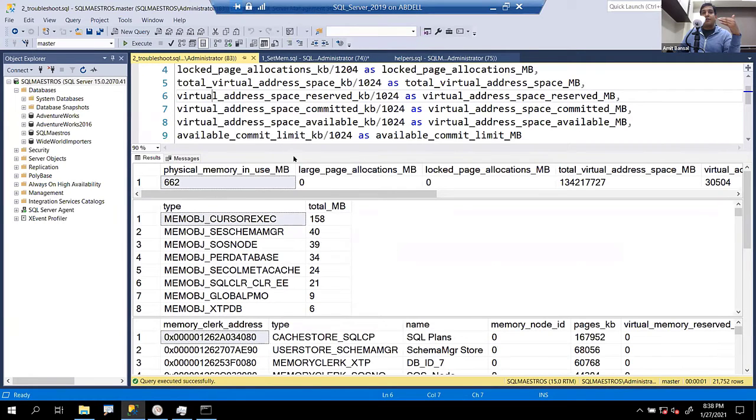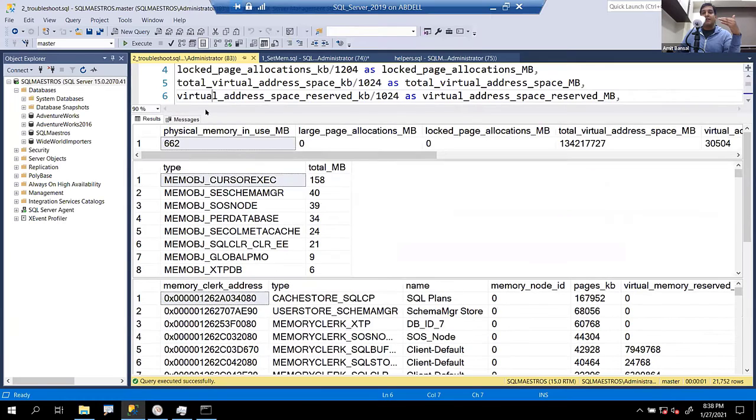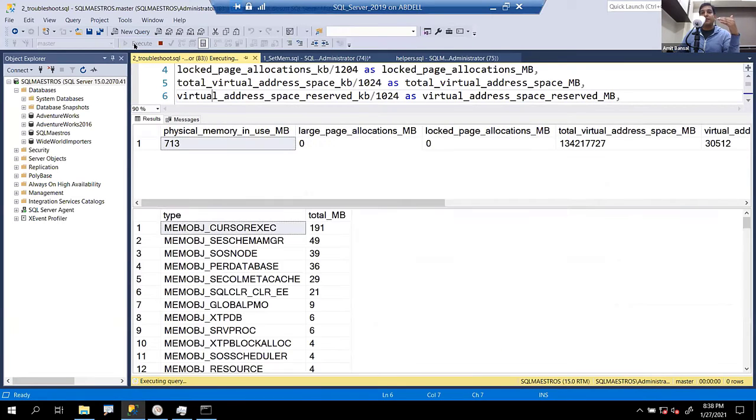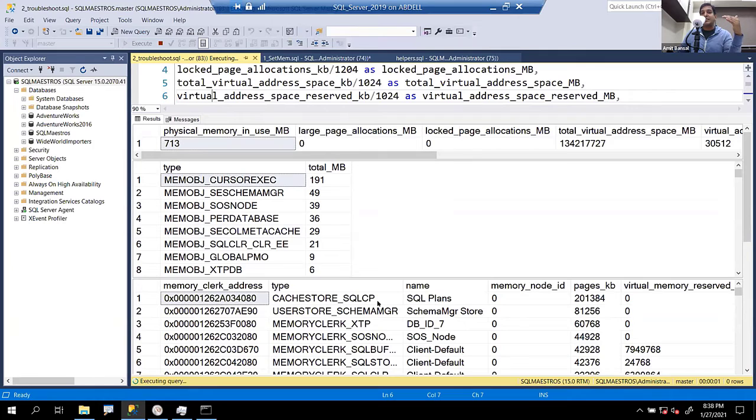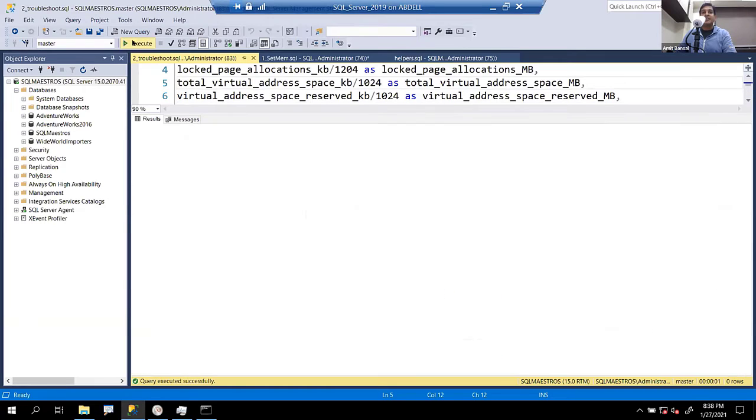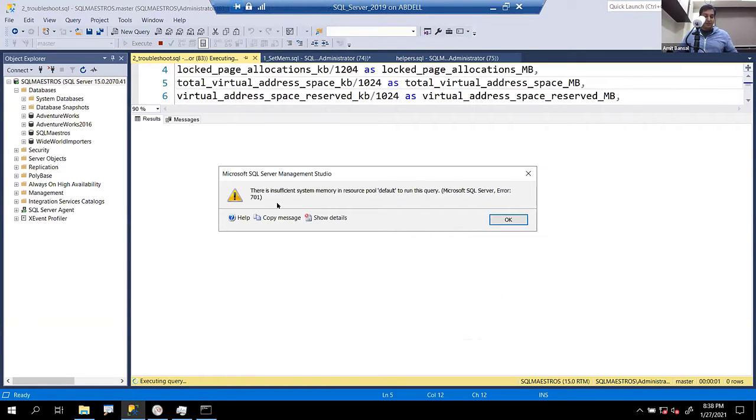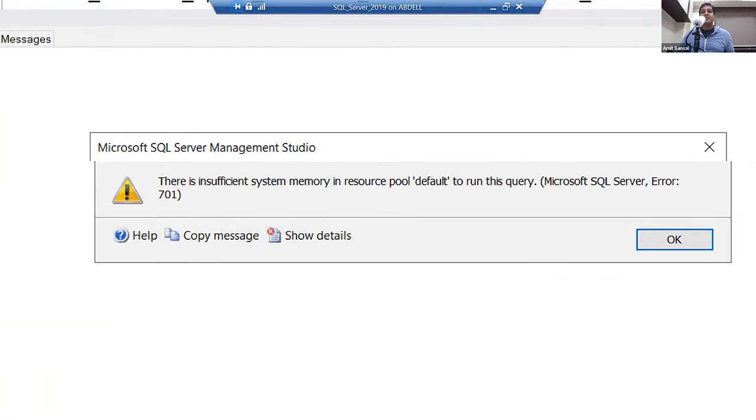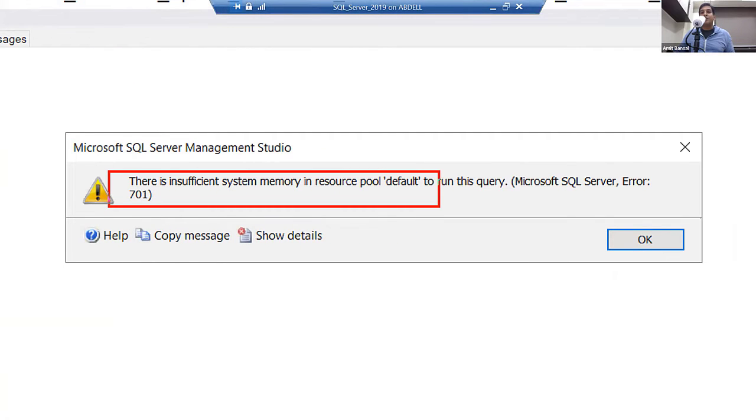And what's important to note here is that when you look at the clerk information, you can see cache store SQL CP, which means that, of course, cursors, memory objects are being created by cache store SQL CP, which is the ad hoc plans, which means these cursor objects request memory via the cache store SQL CP clerk. Let's execute this. And then you start getting errors. So this says there is insufficient system memory in resource pool default to run this query.